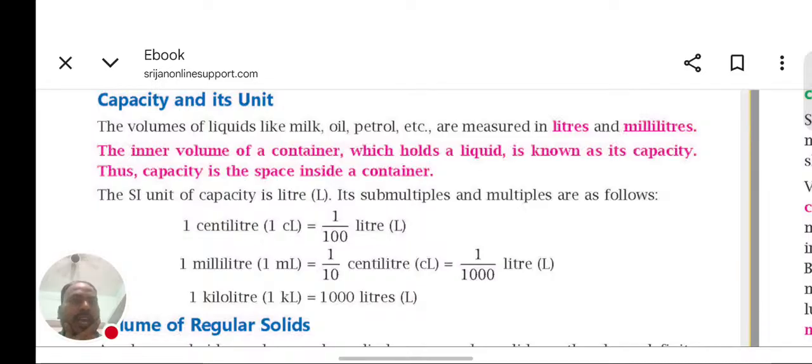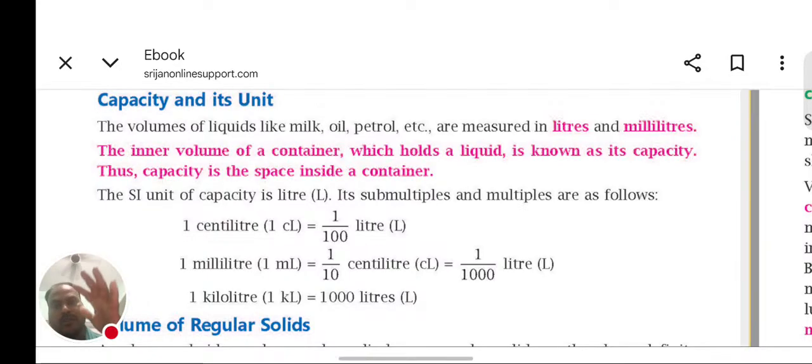Volume of liquid like milk. So the volume of liquid like milk, oil, petrol, etc. are measured in a liter as well as a milliliter. The inner volume of a container which holds a liquid is known as its capacity, and capacity is the space inside the container.